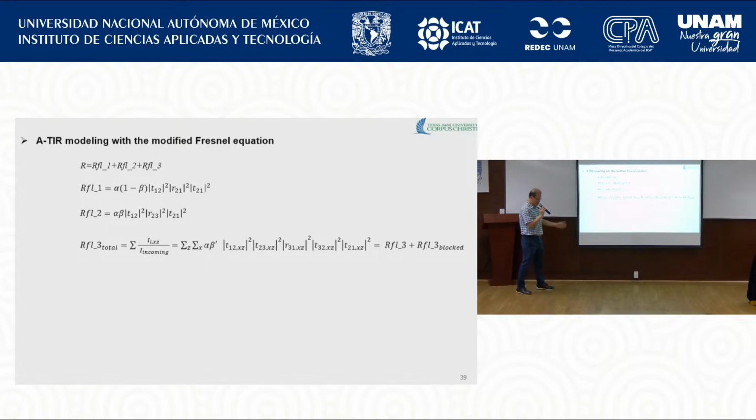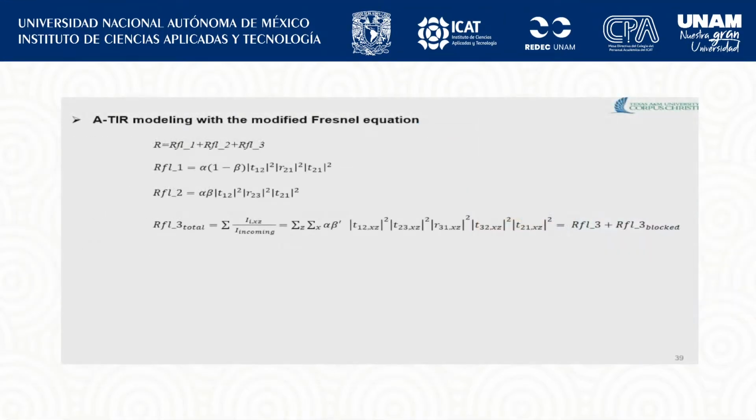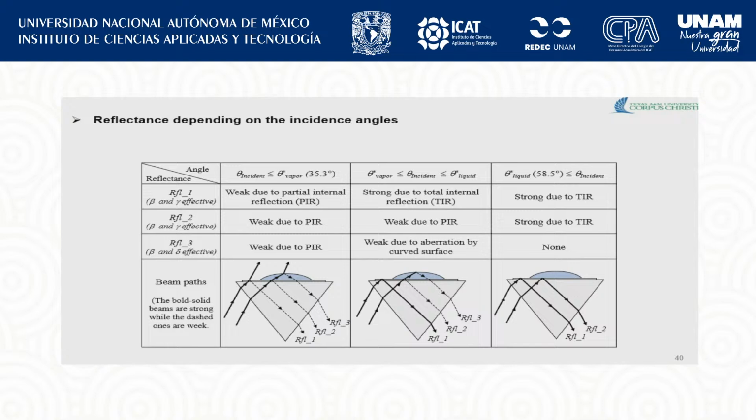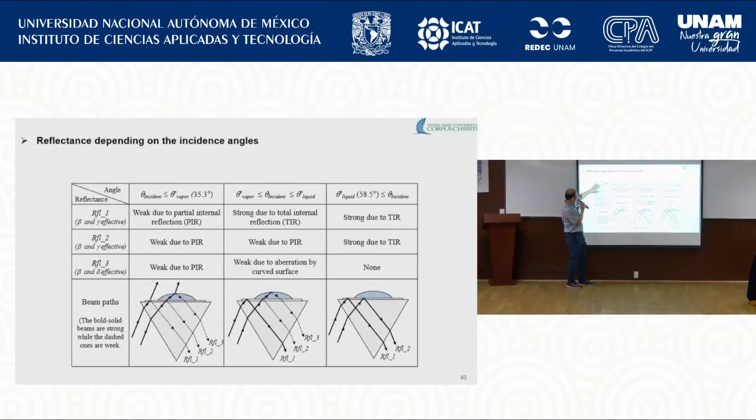Yeah, we follow, as you know, we use some Fresnel equations, right? As said again, we classified refraction as 1 to 3. Okay, and we formulated like this. Okay. Now this one shows the reflectance depending on the incidence angles. Okay, and then we describe each different reflectance, 1 to 3, for the different incidence angles. Okay.